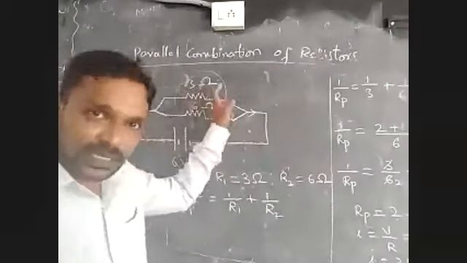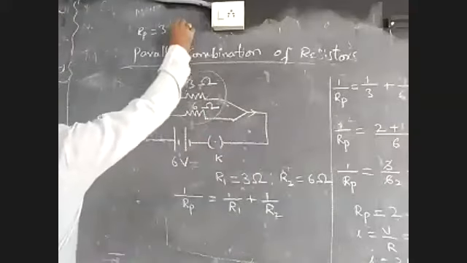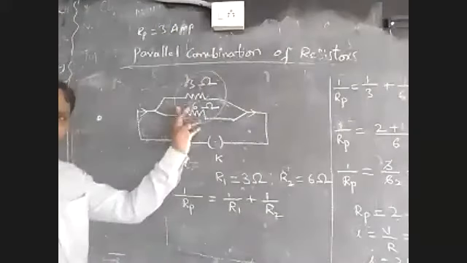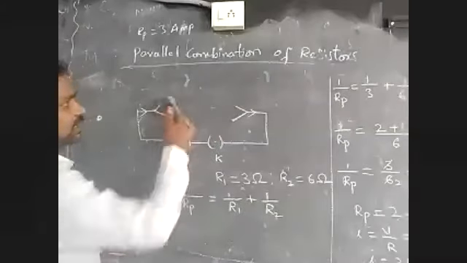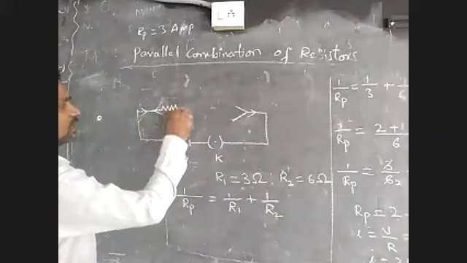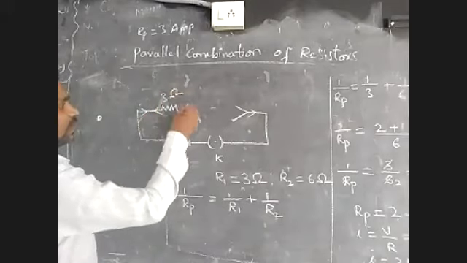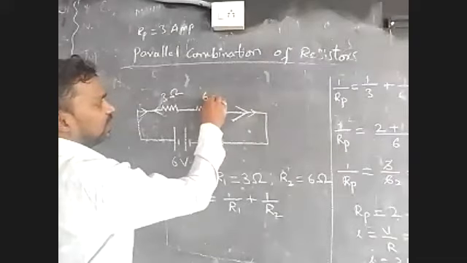Okay, when these resistors are connected in parallel, with the same resistors and I am not changing the values, I got RP equal to 2 ohm, and the current is 3 ampere. If the same resistors are connected in series, then what happens? Let us see. I am connecting them in series. This is one resistor, the first one is 3 ohm, and the second one is 6 ohm. Like this.